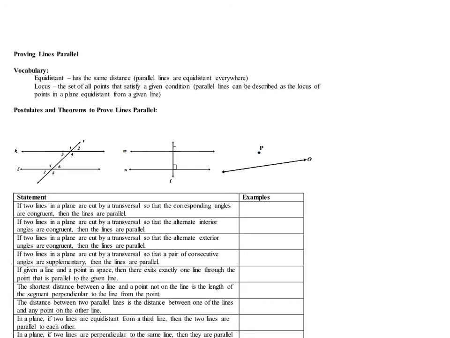similar enough to the rules on the previous page that you might be like, well, you just copied and pasted. And to some extent I did, but they're different enough that they have their own meaning. If two lines in a plane are cut by a transversal so that the corresponding angles are congruent, then the lines are parallel.